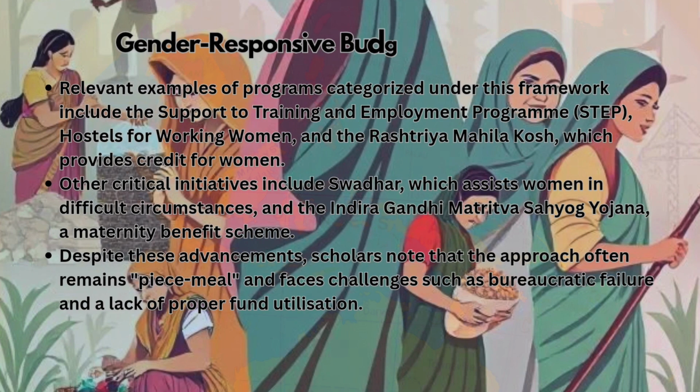Now, relevant examples of programs categorized under this framework include the Support to Training and Employment Program (STEP), Hostels for Working Women, and the Rashtriya Mahila Kosh, which provides credit for women. Other critical initiatives include Swadhar, which assists women in difficult circumstances, and the Indira Gandhi Matritva Sahyog Yojana, a maternity benefit scheme. Despite these advancements, scholars note that the approach often remains piecemeal and faces challenges such as bureaucratic failure and a lack of proper fund utilization.